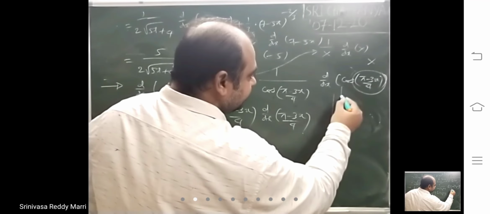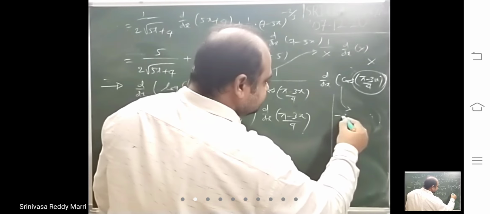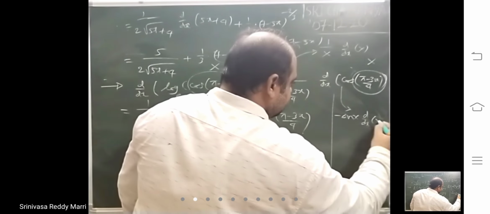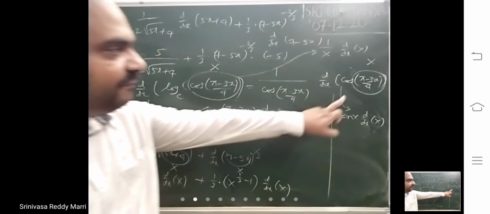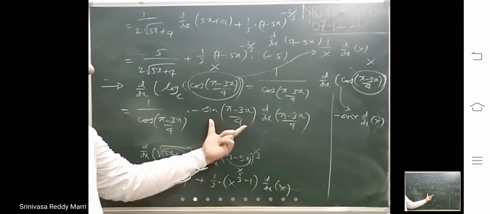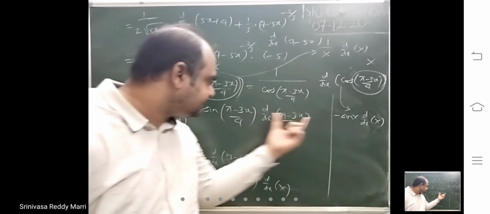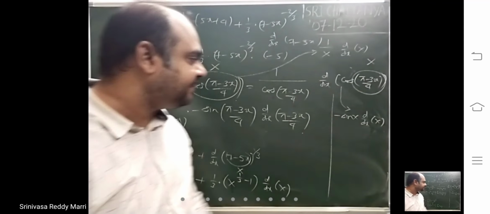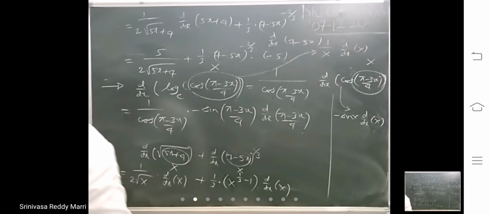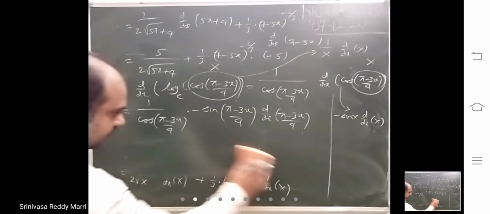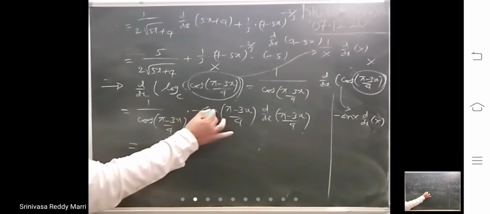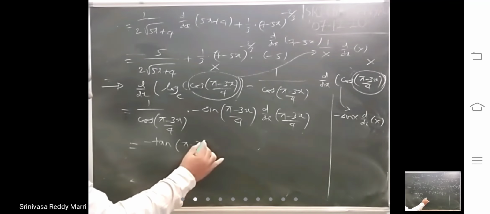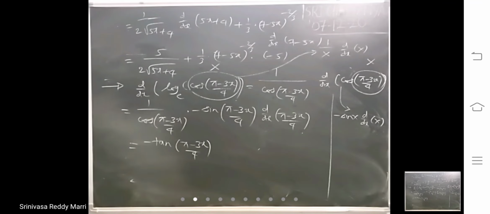If you are not comfortable, we will write it as minus sin x into d by dx of capital X. What is capital X? That only I have written, minus sin capital X. This d by dx of capital X, you can avoid this step and you can avoid that step. So now this is the one. So this minus sin by cos is what? Minus tan of pi minus 3x by 4.